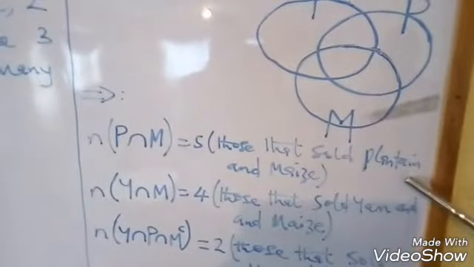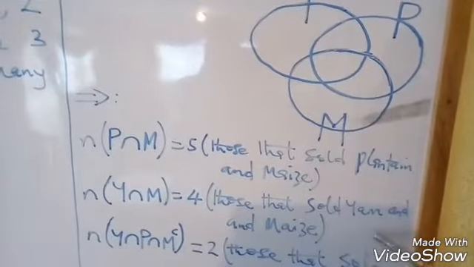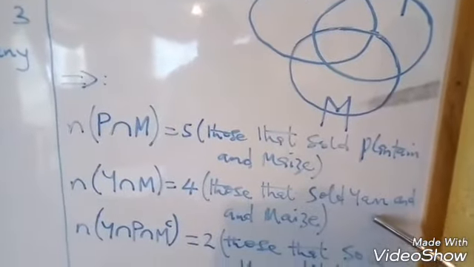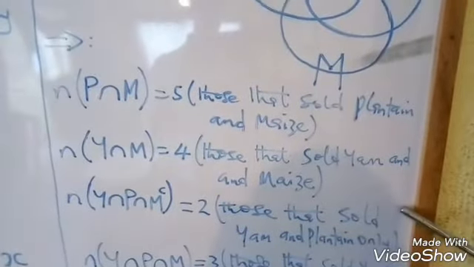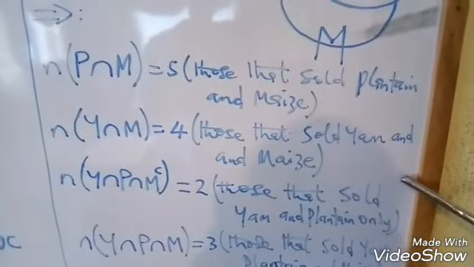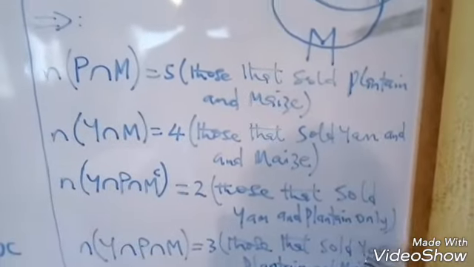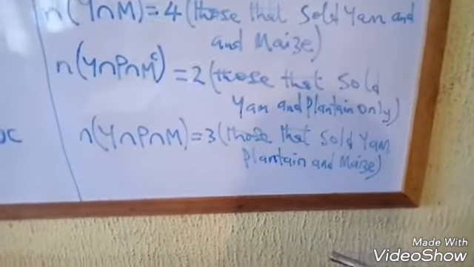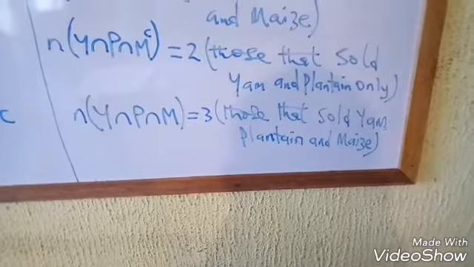Also, we are told that n of P and M is equal to 5, those that sold plantain and maize. While those that sold yam and maize is equal to 4. Those that sold only yam and plantain is 2. That is n of Y intersection P intersection M complement. Then those who sold all the 3, yam, plantain, and maize, is 3. That is n of Y intersection P intersection M is equal to 3.